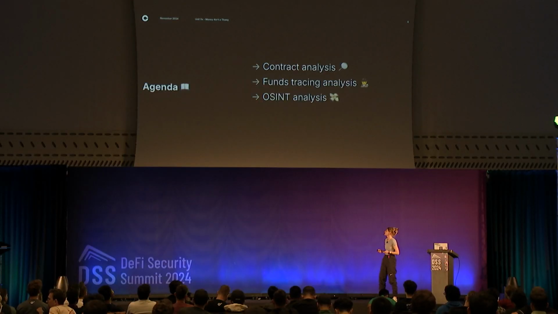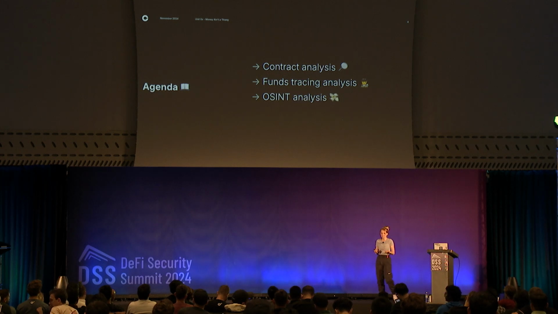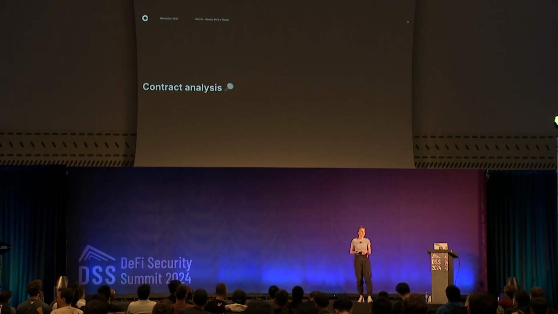So our goal today is to find out who the bad guy is. And on our agenda, we only have 3 different items. Those are doing contract analysis, funds tracing analysis, and OSINT, or open source intelligence analysis. We're basically playing detective. So let's talk about contract analysis.